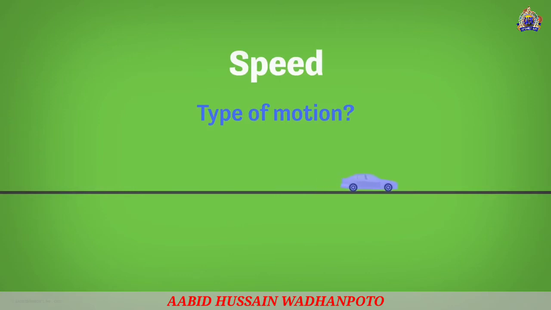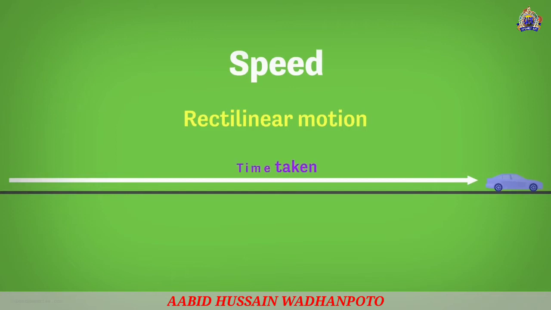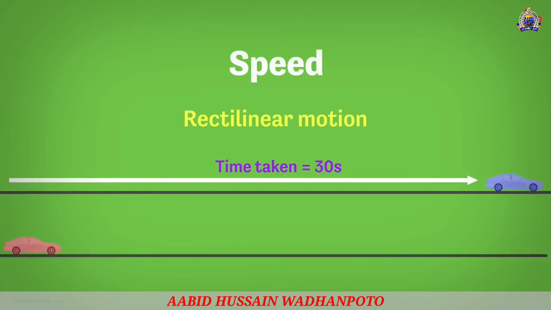So which type of motion is there here? As you have learned about motions, this is translatory motion because the body is moving in a straight path. We can say this is a rectilinear motion in a particular direction. The time taken by the body moving in a linear direction is 30 seconds. So this motion of the object is called the speed.